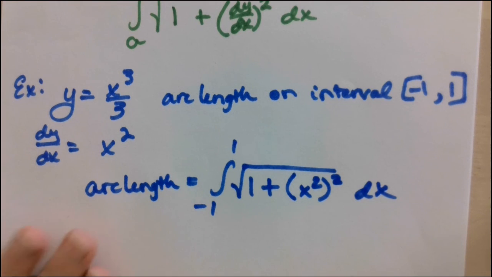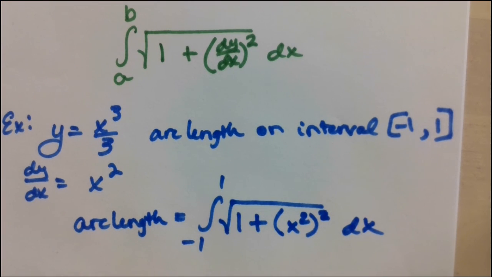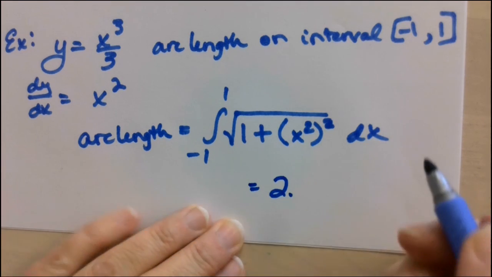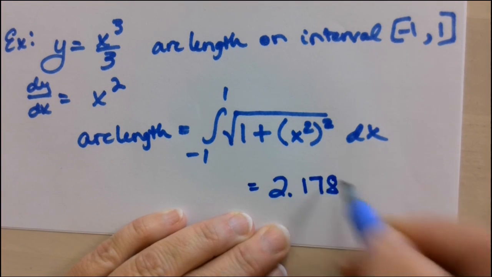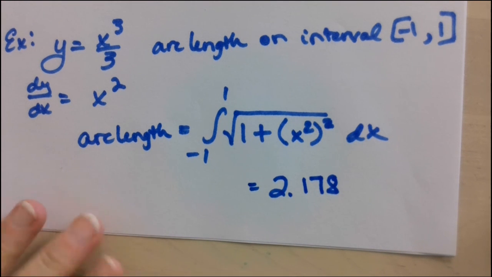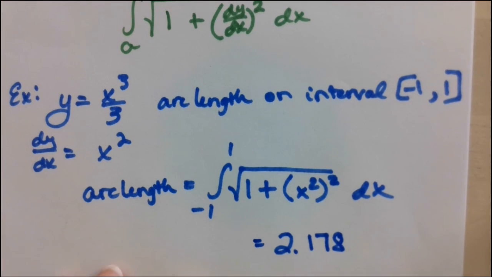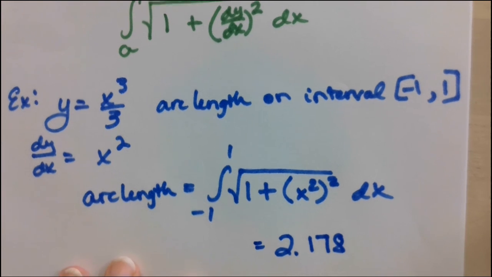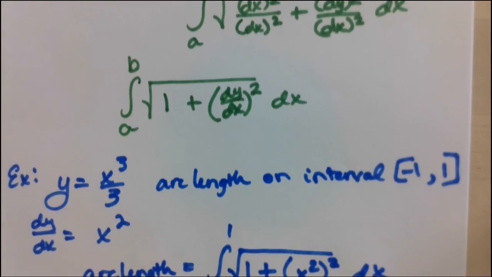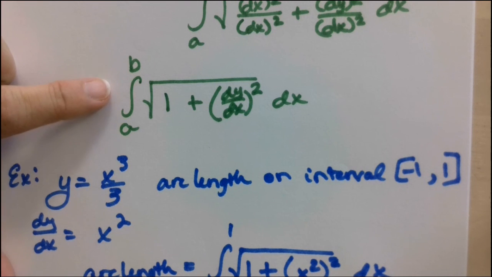And really, that's all there is to this. You will see with arc length that most of the time we're going to end up with something here that we cannot integrate by hand, and therefore our only option to find the arc length is to put this integral into a calculator. And I have done that for us. This arc length is 2.178. And so really arc length, a very easy topic for us. The main thing is learning that formula.